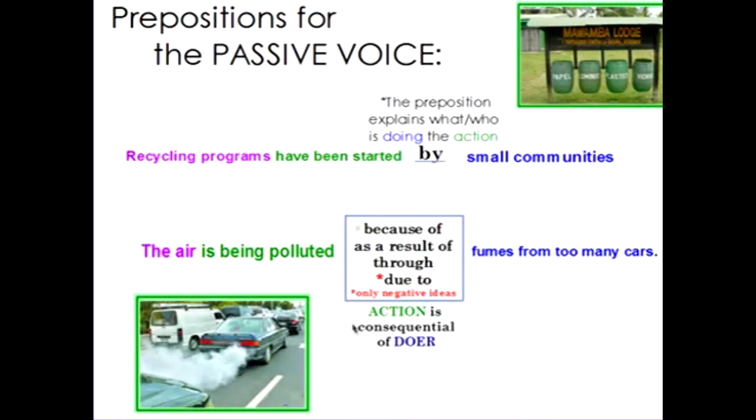Okay. So I hope this was helpful in understanding the different types of prepositions that we can use in the passive voice when your action is a consequence of the doer. And I hope you understand a little bit better how we use the passive voice not only in the present perfect, but in the present continuous form. Alright guys, thanks for listening and good luck.